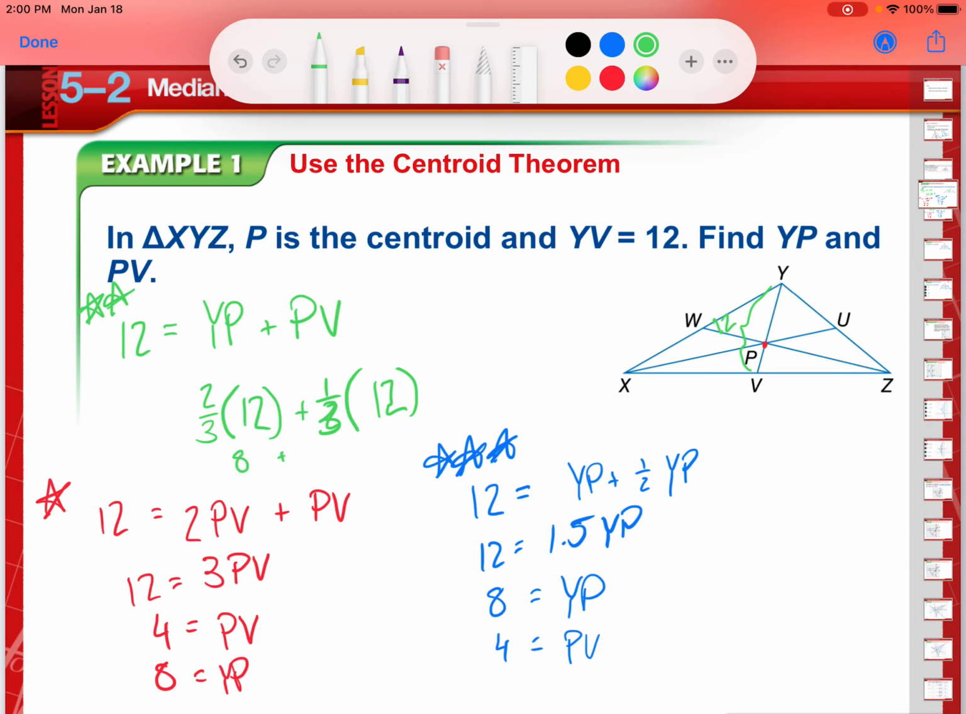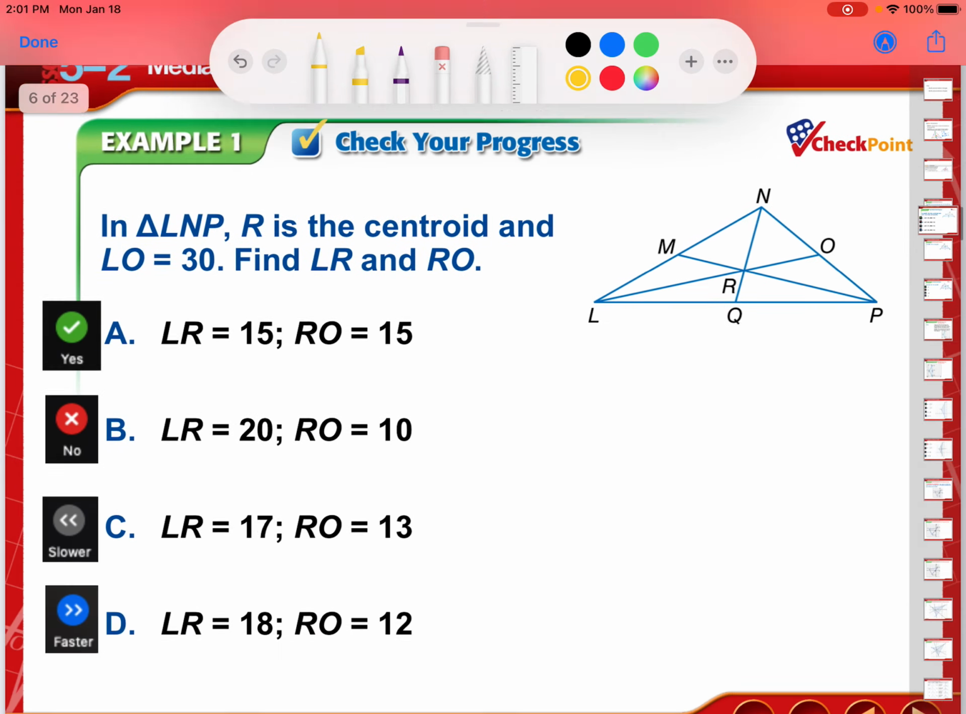I never did finish the green equation, but I would say 2/3 of 12 is 8, plus 1/3 is 4, equals 12, and then our corresponding side, so YP would be 8, PV would be 4, since we kept everything in the same place. So there's a number of different ways to solve it. If you like having multiple options, this is good for you. If you don't like having multiple options, I would choose either the red or the green option to stick with in this case.